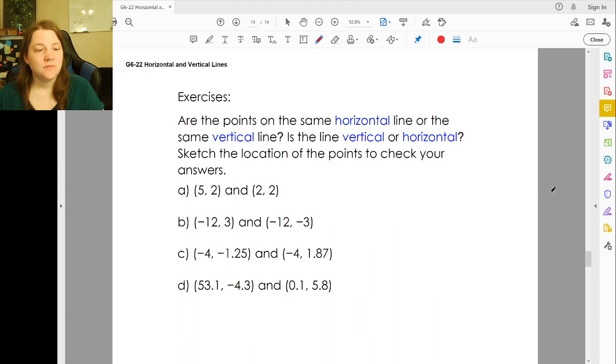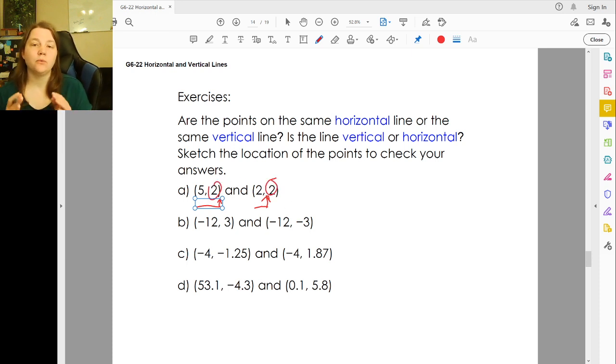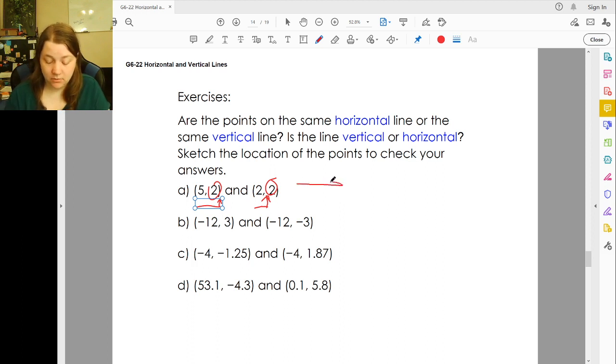So, let's go ahead and see if these are the same horizontal or vertical lines. Letter A is 5, 2 and 2, 2. So for 5, 2, that's run 5, jump 2. 2, 2 is run 2, jump 2. We can see that they both have the same y coordinate, which means they are going to be lining up horizontally.